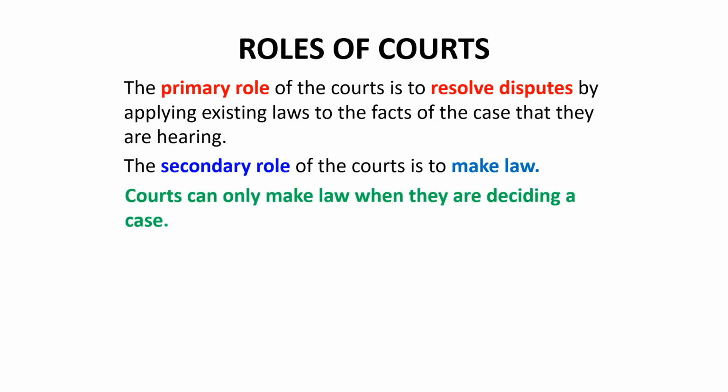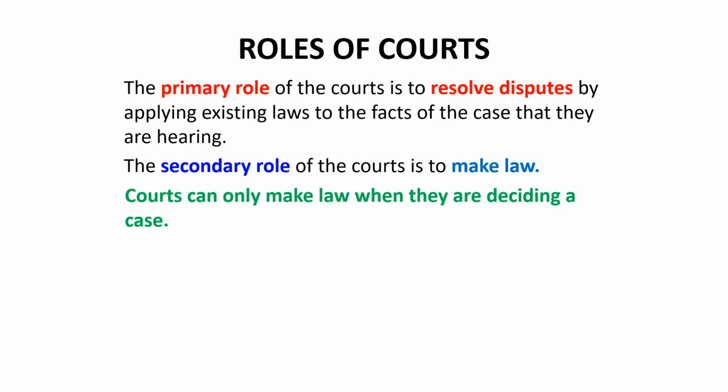The second point is that the courts can only make law when they are deciding a case. That is, a judge can't simply get out of bed one morning and decide that they want to make a law. Before a judge can make law, there must be a case brought by a party to the court, and that case must raise a legal issue that has to be decided by the judge. It's only then that the judge can make law by deciding that legal issue. In contrast, Parliament can pass a law about any matter at any time. It doesn't require a case to be brought before it.